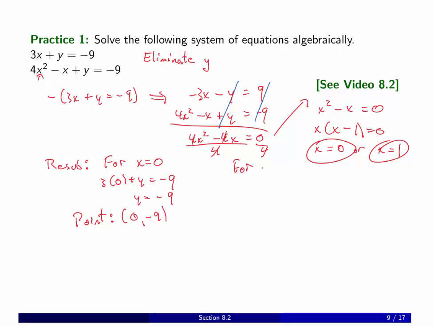Then for x equals 1, I'm going to use the same guy right here. It doesn't matter what equation you use. It has to give you the same result. Here y is going to equal negative 12. Therefore your point would be 1 and negative 12. So now, I mean, that's it. Basically it. Solve the system. Well, here are the two solutions. You have to check if these solutions actually satisfy the system.